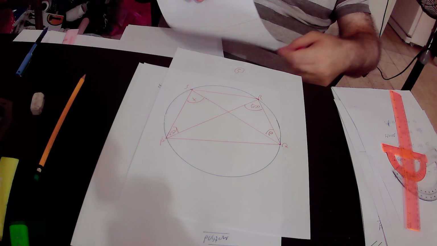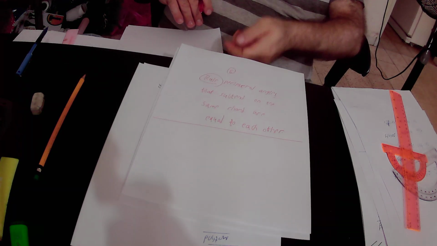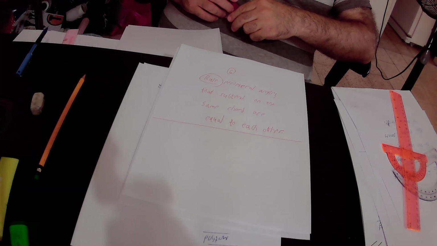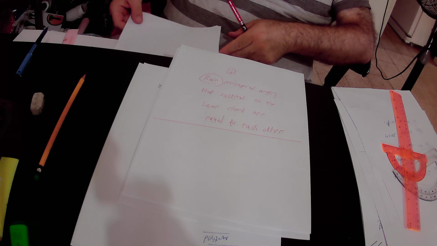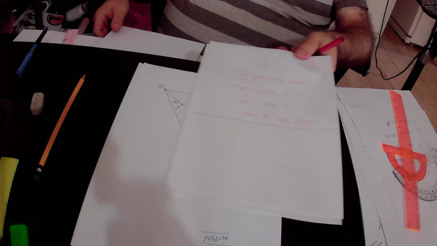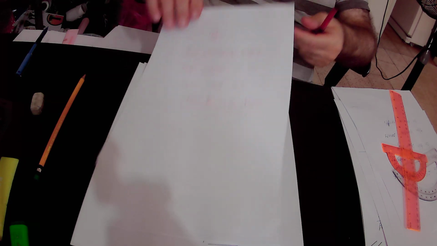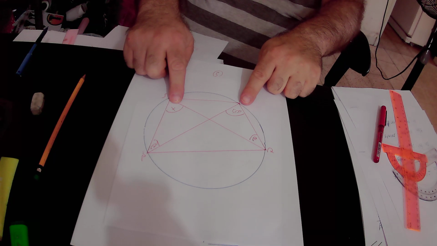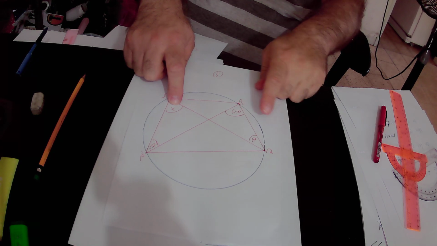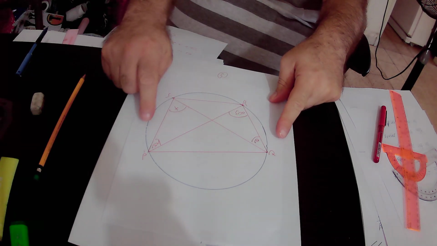So I'll read the rule again. The rule states that peripheral angles that subtend on the same chord are equal to each other. So here we have two peripheral angles that subtend on the same chord PQ.